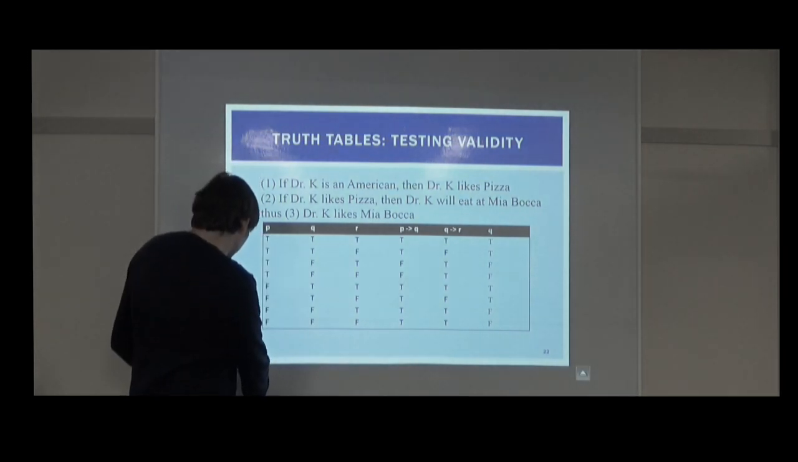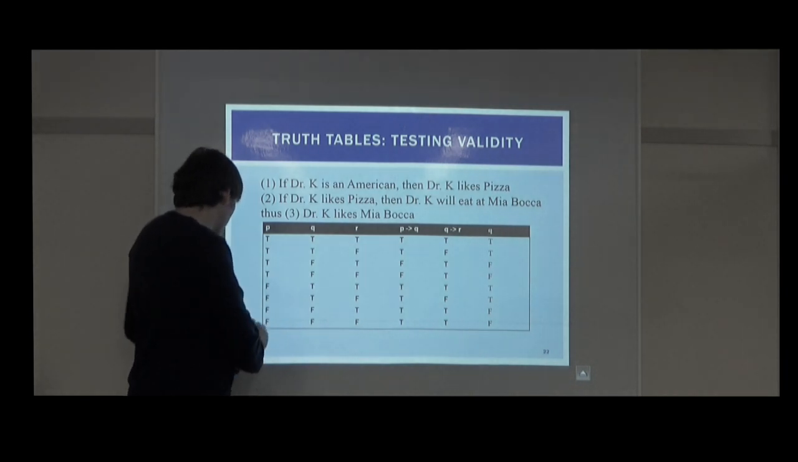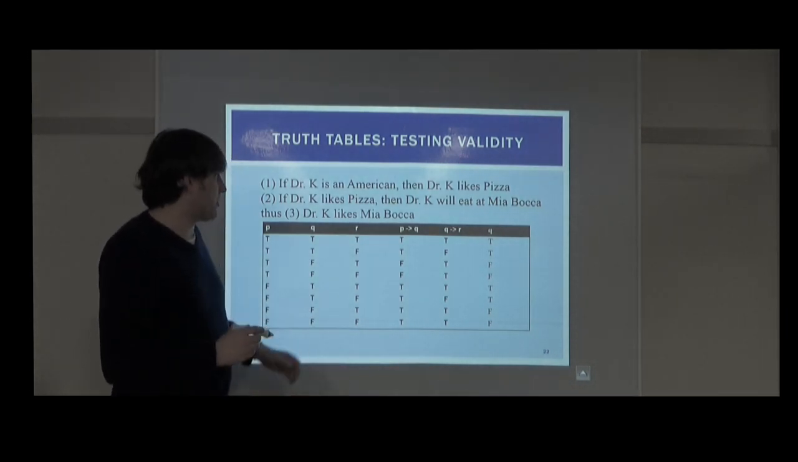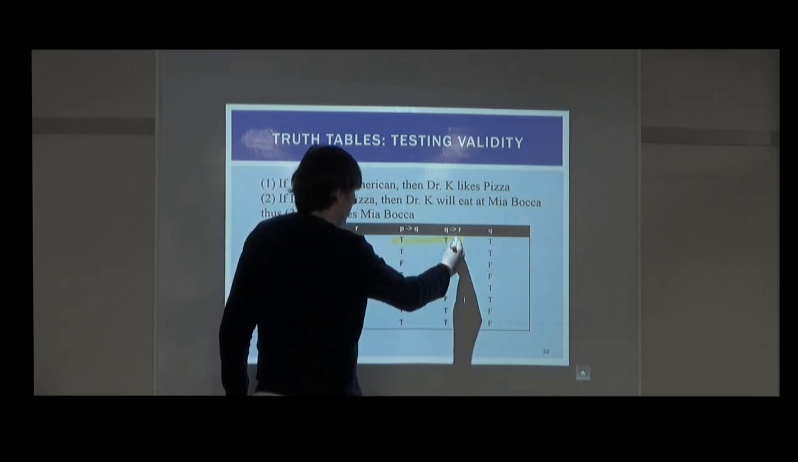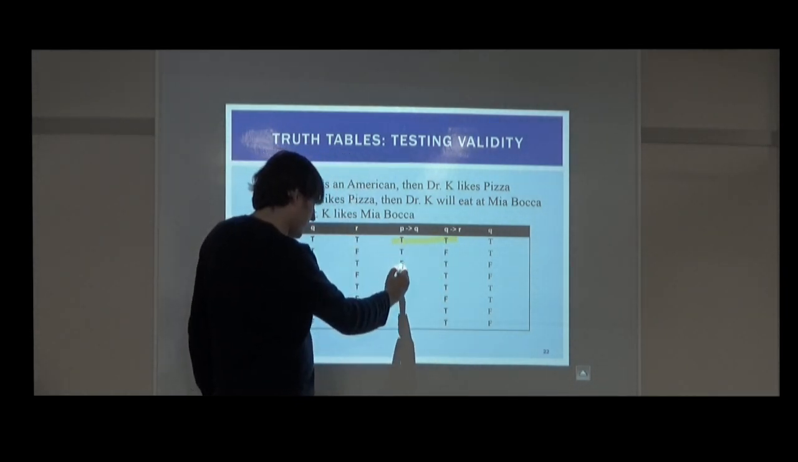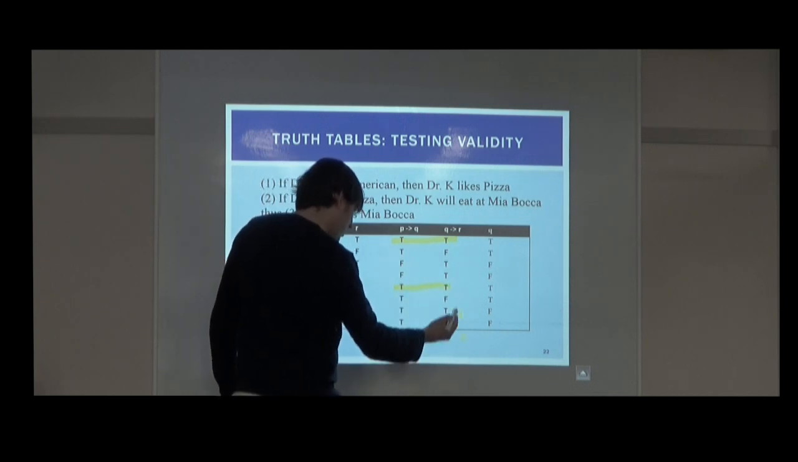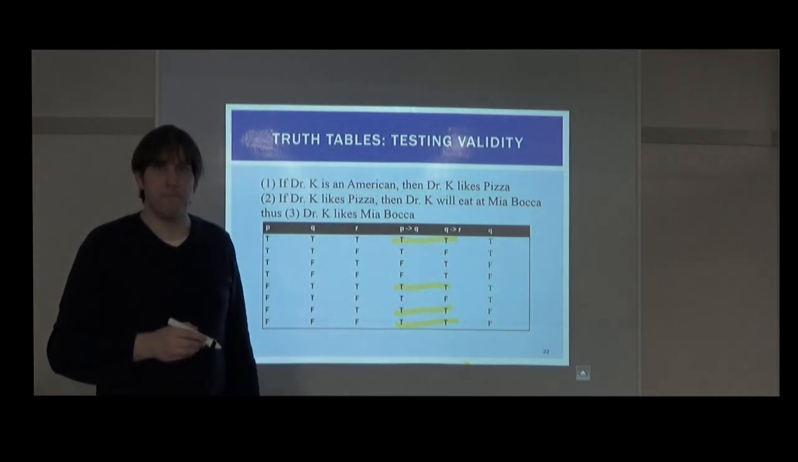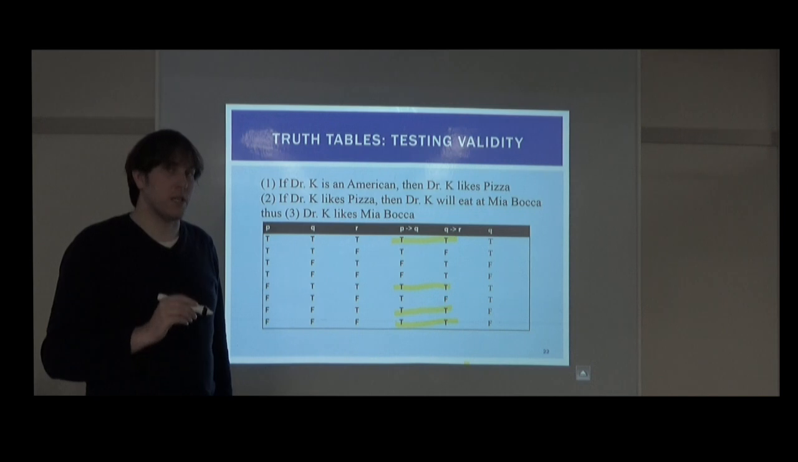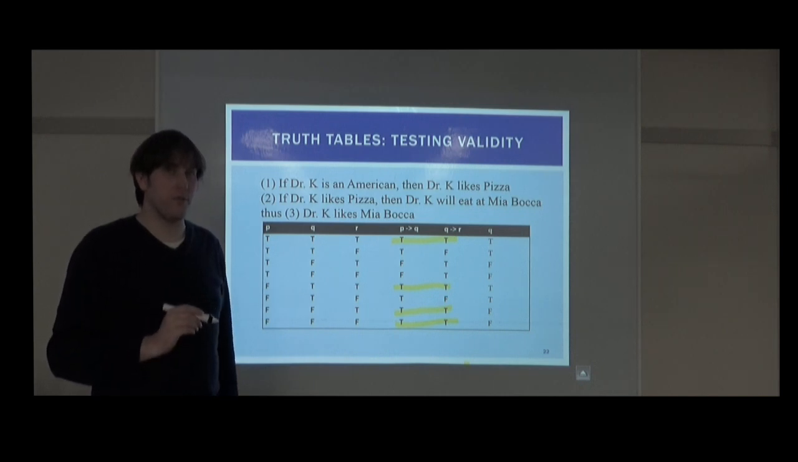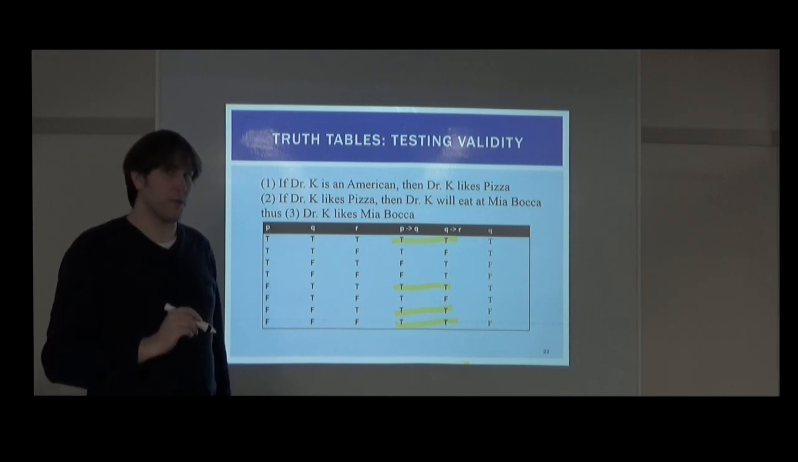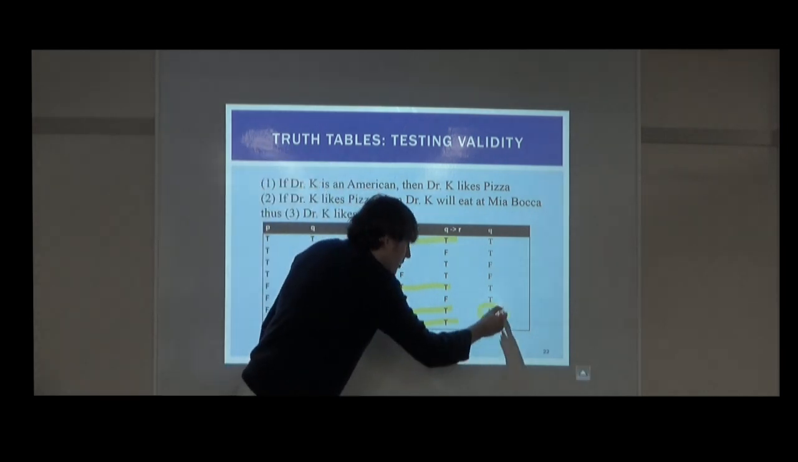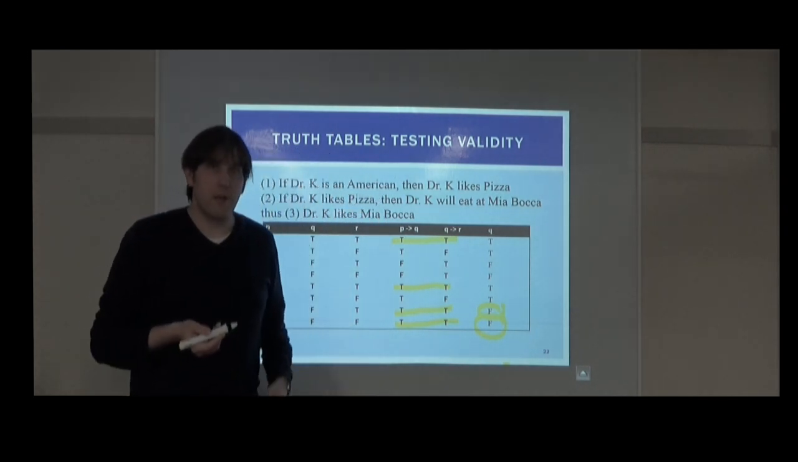The first thing we need to do is highlight all of the rows where both premises are true. So both premises are true here, both premises are true here, and both premises are true here and here. Remember, the definition of validity is that an argument is valid if it cannot have all true premises and a false conclusion. This argument is invalid. There's two rows that show why. Here and here.